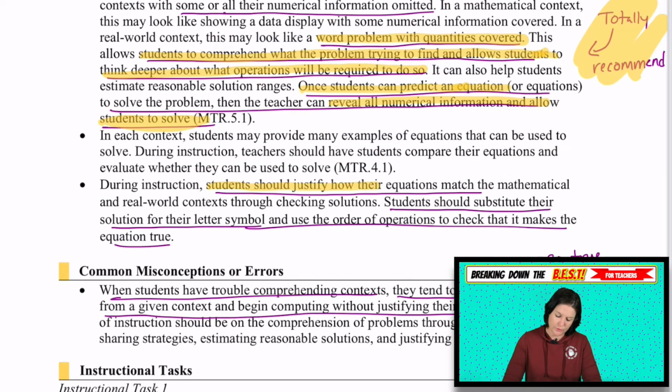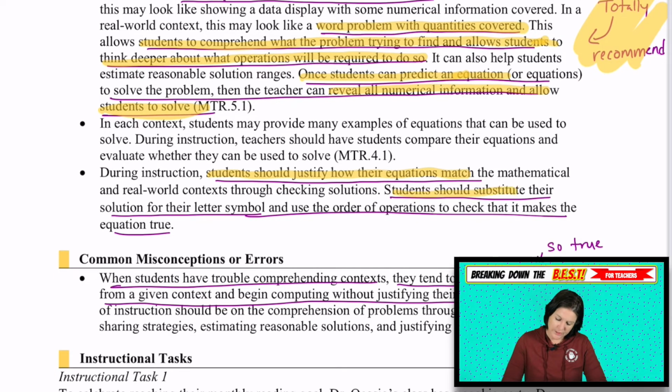Students should be able to justify how their equations match the situation. So being able to walk through and say, okay, for the example that they provided, 250 represents the pack of paper, and then there are S students who are each given so many pieces of paper. That's what they mean there. Students should then be able to substitute their solution for the letter symbol that they used and use the order of operations to check the equation and make sure that it's true.